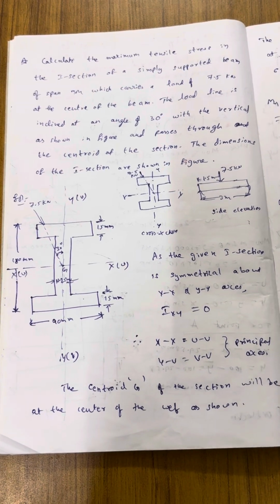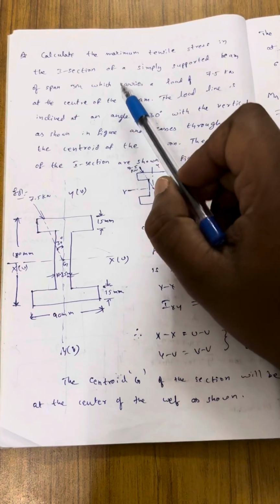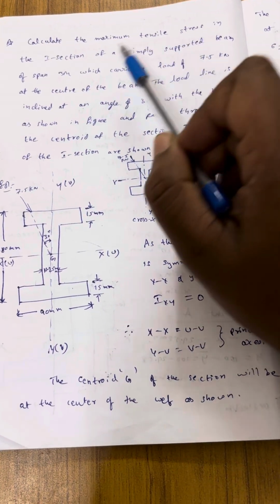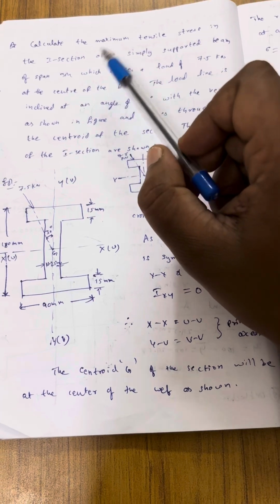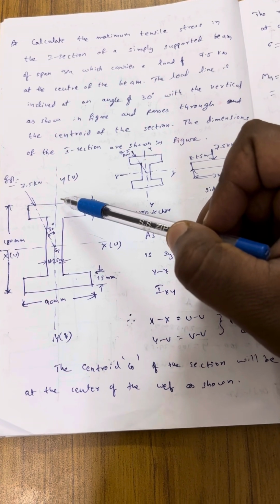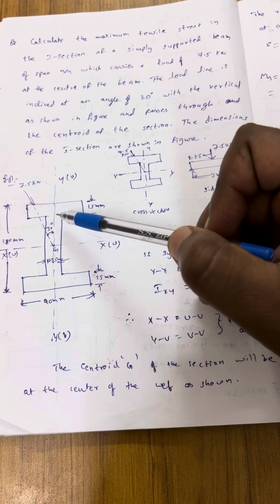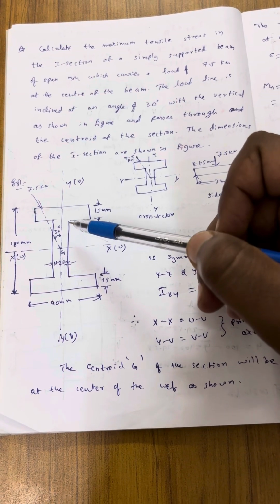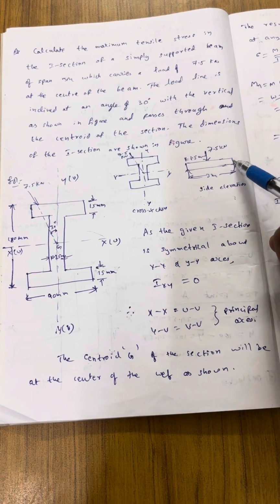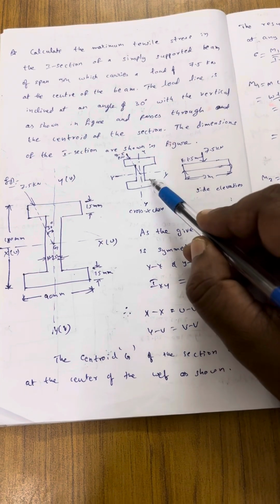In this session, we'll discuss a problem on I section. Calculate the unsymmetrical bending. Calculate the maximum tensile stress in the I section of a simply supported beam. So this is an I section given. There is a simply supported beam of I cross section.